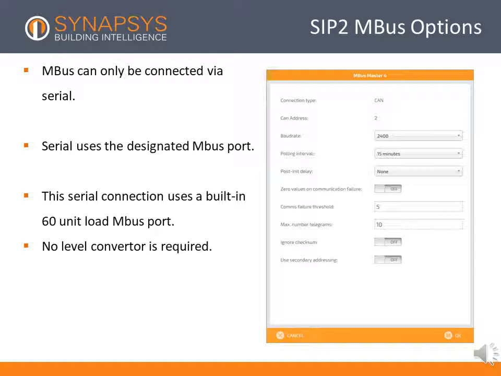Polling interval can be set to poll the meter as often as is required. The comms failure settings describe the requirements for when an MBus meter goes offline. Max telegrams and ignore checksum can be used for specific scenarios and refers to the telegram messages being sent from the M-bus meter to the SIP2.